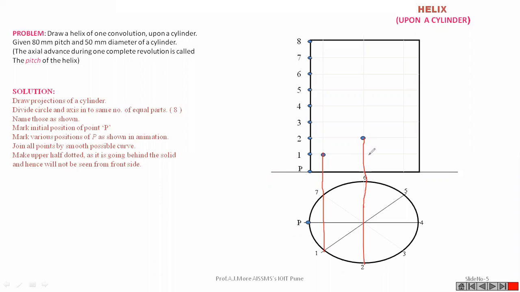Then if I go ahead, three is going to intersect somewhere here. Then four is going to intersect here. Okay, like this, the front side of the helix will be covered. Then if we go ahead, you can see the intersecting points, and we'll close this animation.